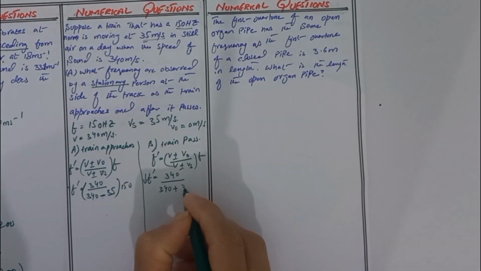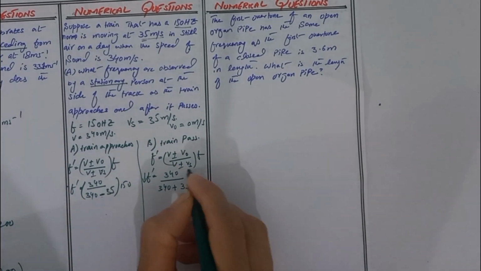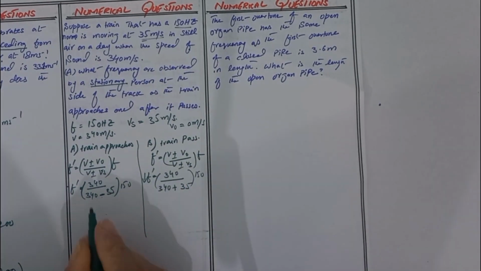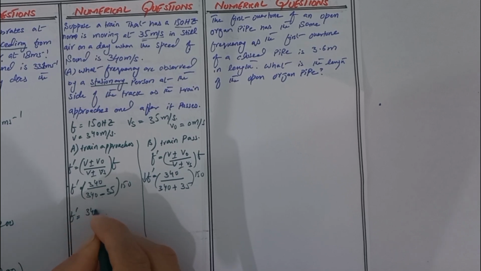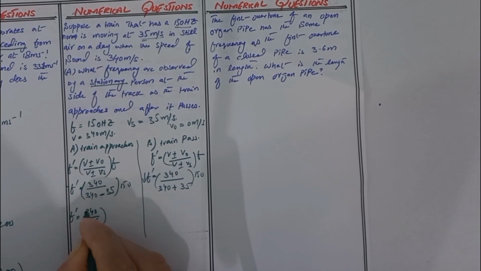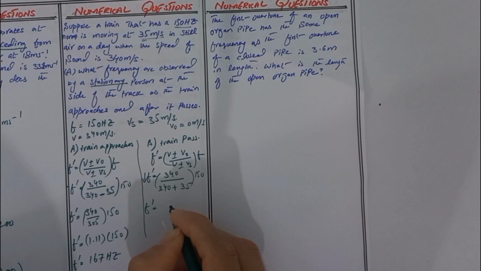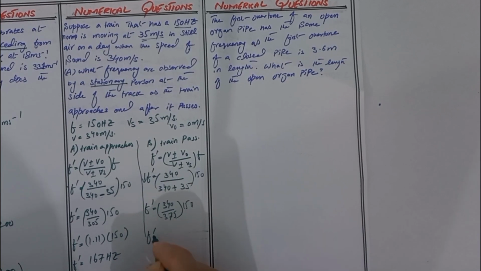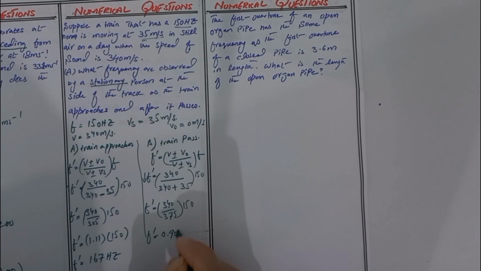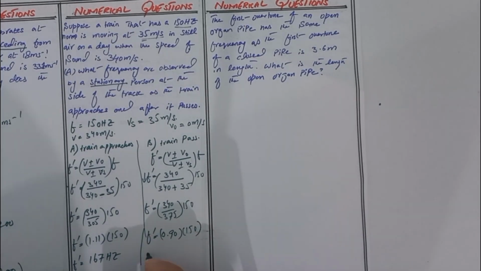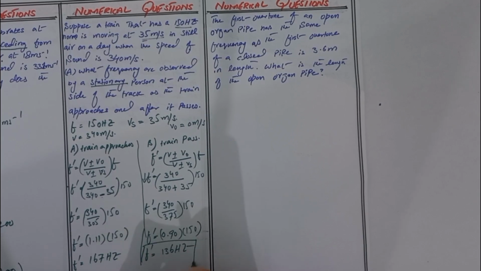So f prime is equal to 340 divided by 305, into 150, that is 1.11 into 150, so f prime is equal to 167 hertz. And here f prime is 340 over 375, into 150, which is 0.90 into 150, so f prime is equal to 136 hertz.